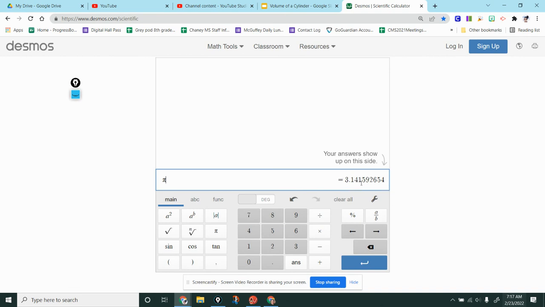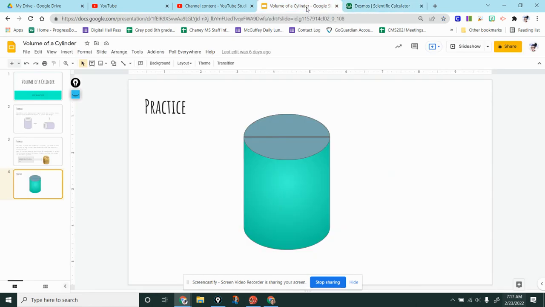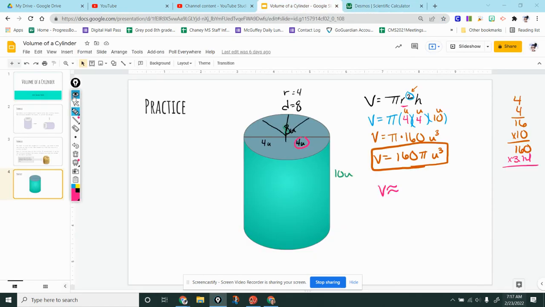3.141592654, it does not end here. It just runs out of digit space, memory space. But that pi symbol is a more accurate estimate of the value of pi. So I'm going to use it as I can. And we know it was 160 pi. So 160 times pi gives me approximately 502.6548. So I'm going to say 502.65 approximately would be the value that I'm looking for.